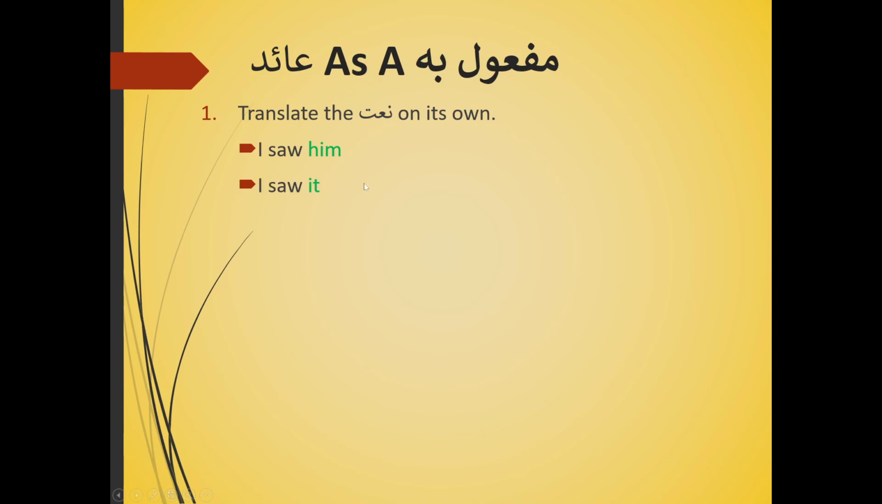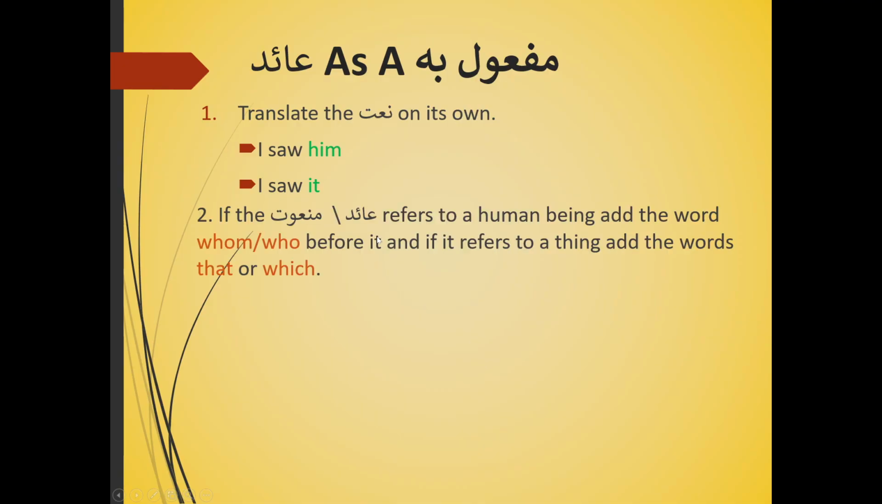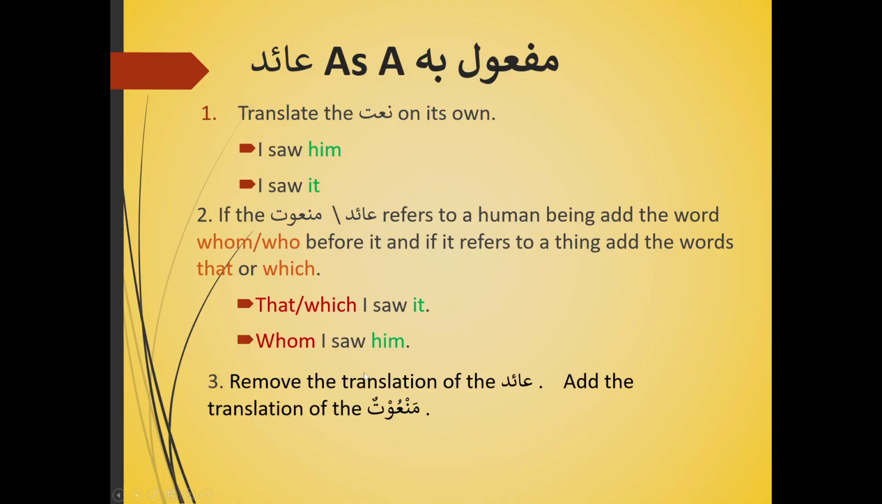Then I saw it. Then if it's human, we say "who". If it's a thing, "that" or "which". And we then remove the translation of the a'id and add the translation of the man'ut in front. So then it becomes "a pen that I saw", because we've dropped this, and "a man who I saw". So this is straightforward as well.